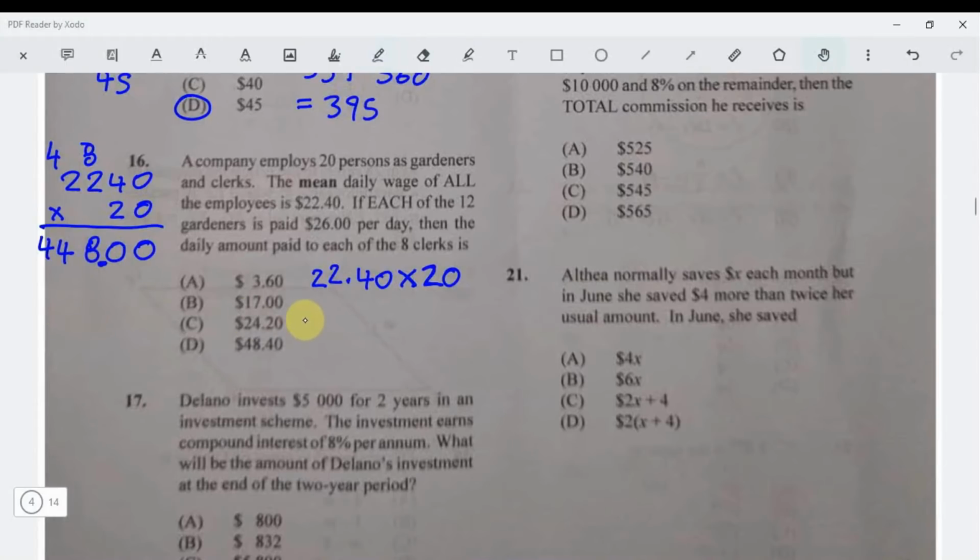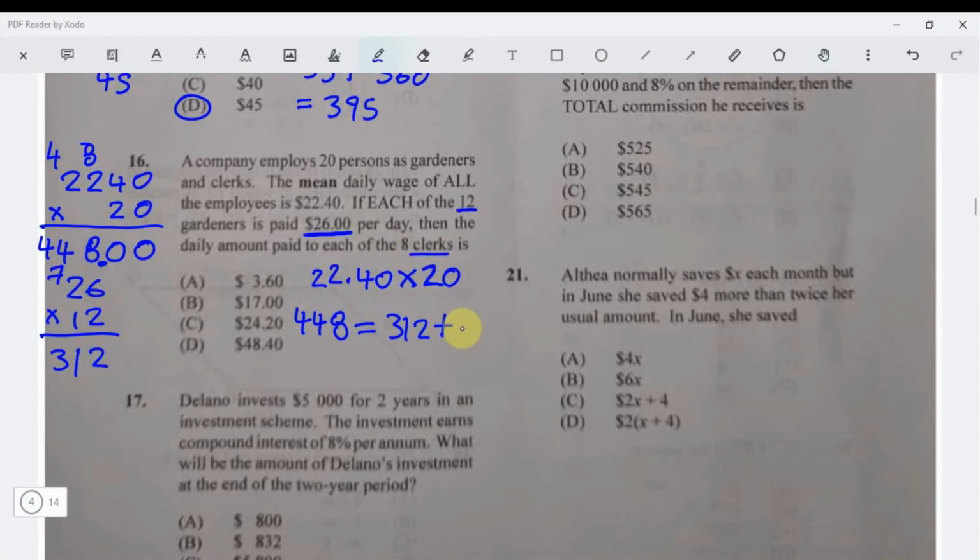So what they're telling us then is 448 is equal to, it says each of the 12 gardeners is paid $26, right? Each of the 12 gardeners is paid $26. So 26 times 12, this is the sum of the gardeners' pay. 12 times 6 is 72, so bring up 7. 12 times 2 is 24 plus 7 is 31. So this is 312 plus the wage for the clerks.